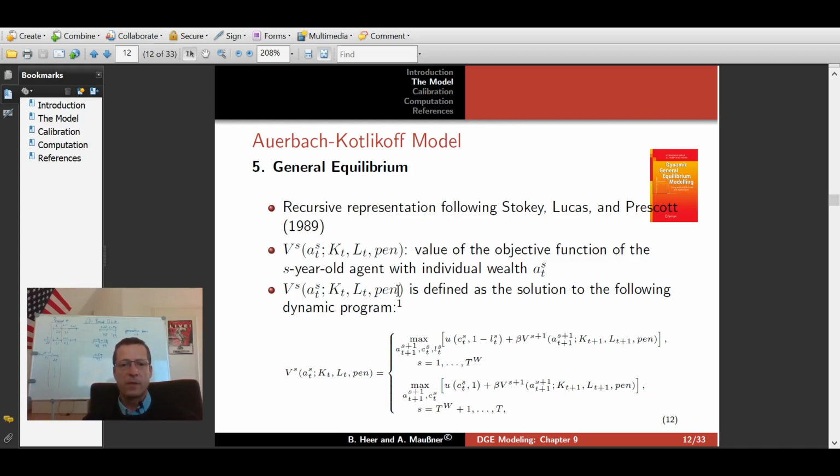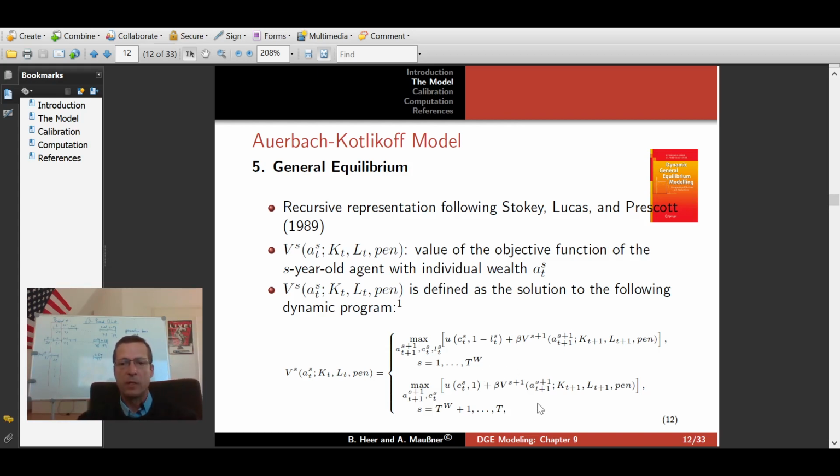And this can be described by the following dynamic program. The value function of the s-year-old is the maximum of present utility plus discounted next period value function. So what we will end up with is that the value function is just the maximum of lifetime utility. In each period we can divide it up into the sum of the present utility plus the discounted next period value V_s+1.